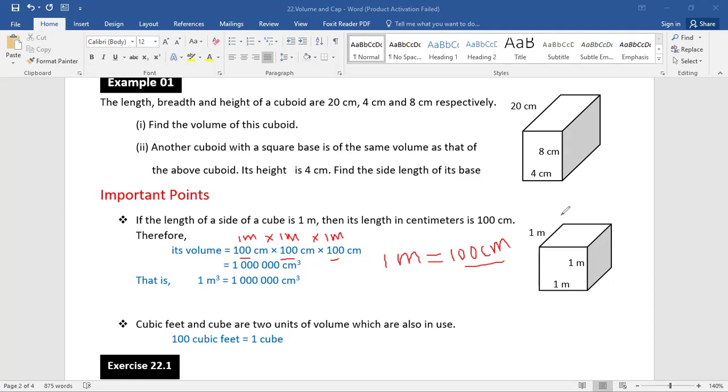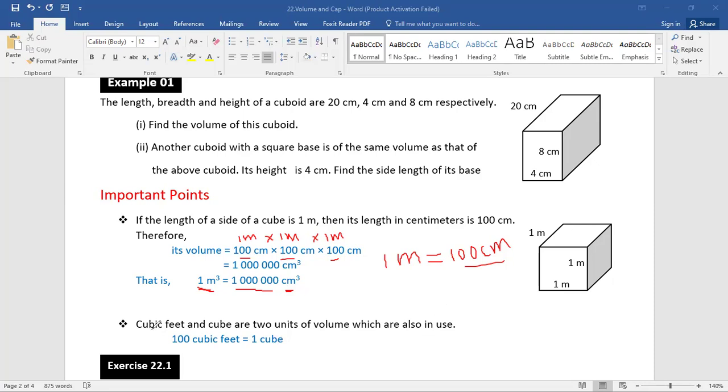So the volume of this cube is equal to 1,000,000 cubic centimeters. That means 1 cubic meter equals 1,000,000 cubic centimeters. Keep that in your mind. No need to write it.